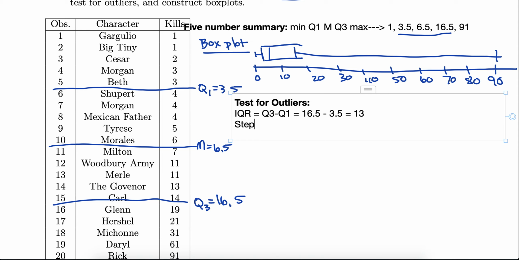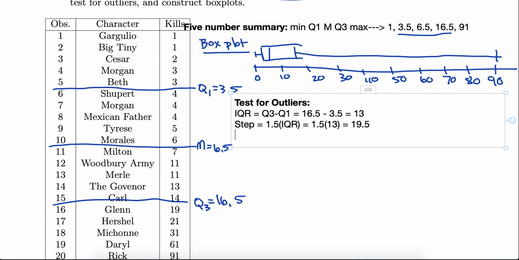Next, we need to find our step. And as a reminder, that's 1.5 times our IQR. So in this case, we're taking 1.5 times our 13, spread of the middle 50, and that gives us 19.5.